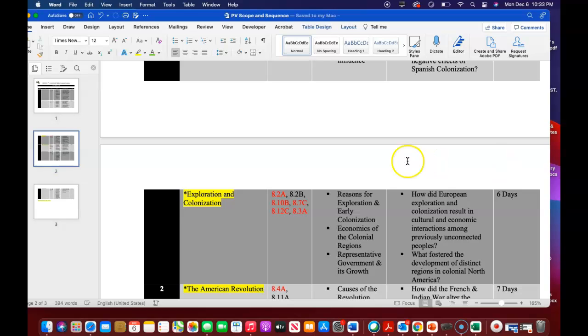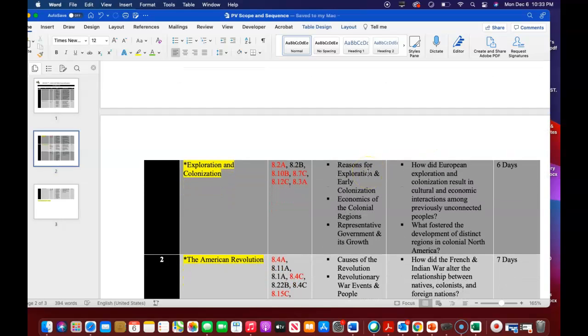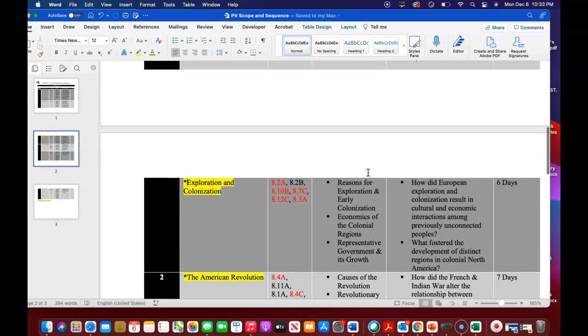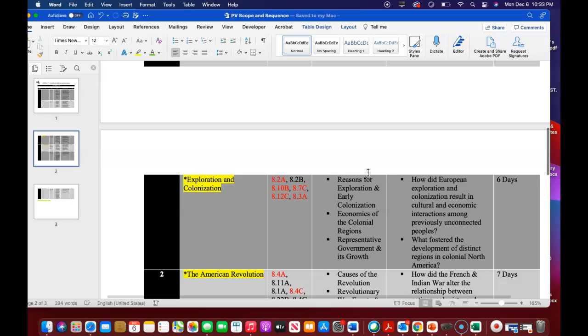This particular unit is highlighted yellow, so anytime you're in the scope and sequence guide and you come across a yellow highlighted title, that means it is an 8th grade unit that we are pre-teaching in 7th grade. These are the different 8th grade TEKS that you'll be covering in this unit, and all of them except 1 are readiness standards. You'll have the reasons for exploration and colonization, economics of colonial regions, and representative government. And here are your 2 essential questions that students will answer after covering this 6-day unit.